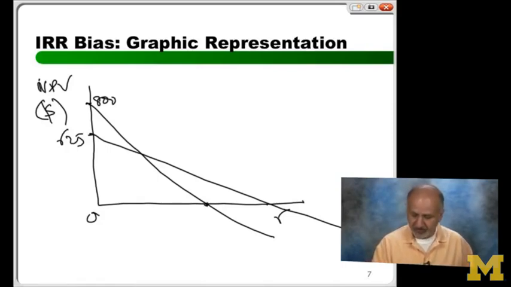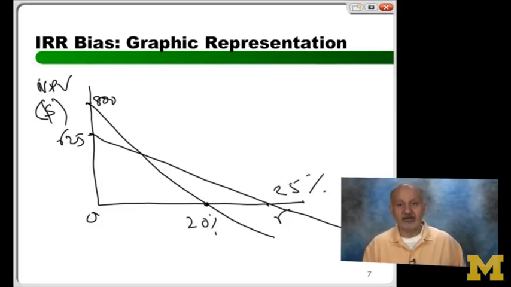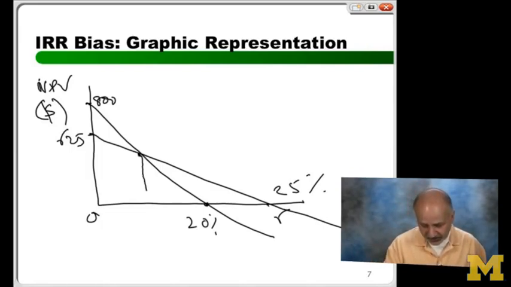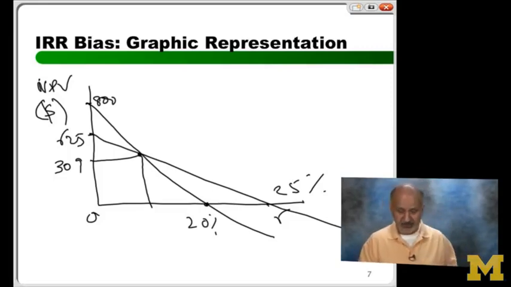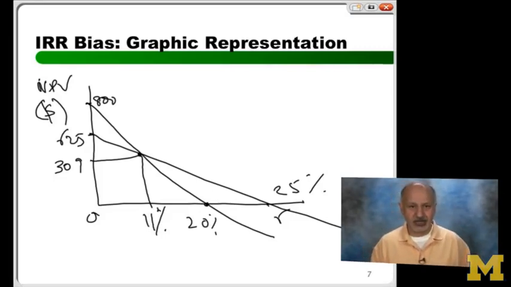What is this and what is this? These are the points at which the two projects have what? 0 NPV. So these are the points at which the two projects will give you the IRRs. Right? So this graph is a way of figuring out what the IRRs is. And what is this point? Remember what's true at this point. The NPVs are the same. And they were about what? 309. So what is this graph telling you? That at 11%, you don't care between the two projects.